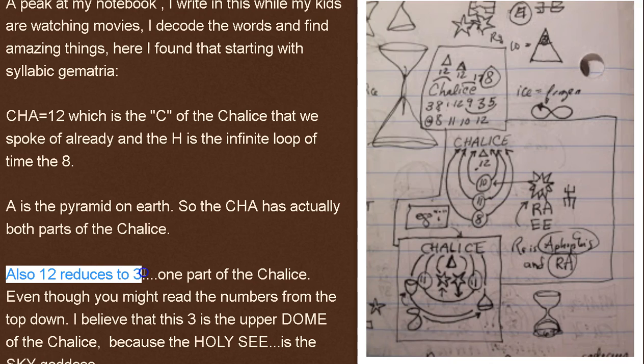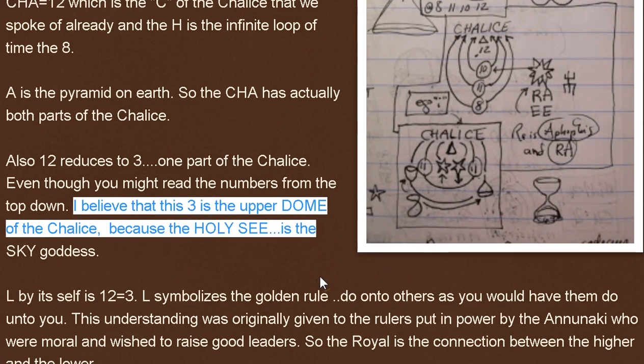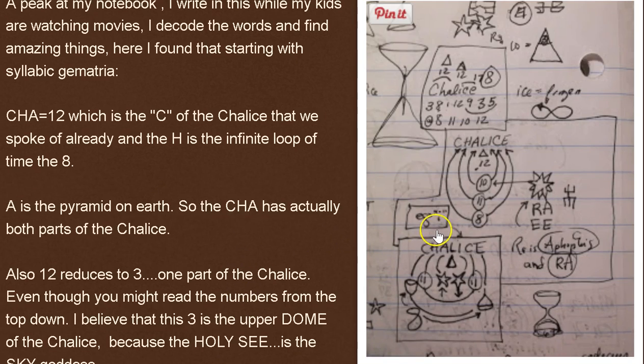Even though you might read the numbers from the top down, I believe that this 3 is the upper dome of the chalice, because the Holy See is the sky goddess. L by itself is 12, which equals 3. L symbolizes the golden rule: do unto others as you would have them do unto you. This understanding was originally given to the rulers put in power by the Anunnaki, who were moral and wished to raise good leaders. So the royal is the connection between the higher and the lower.